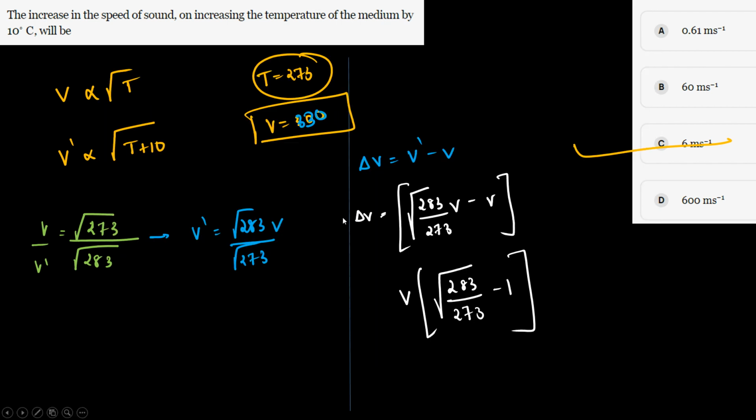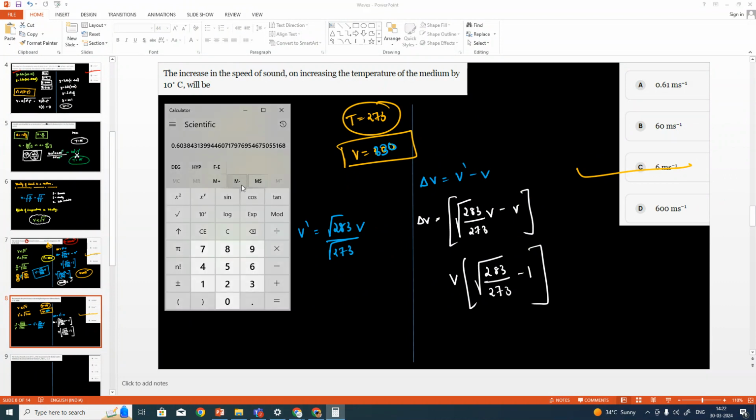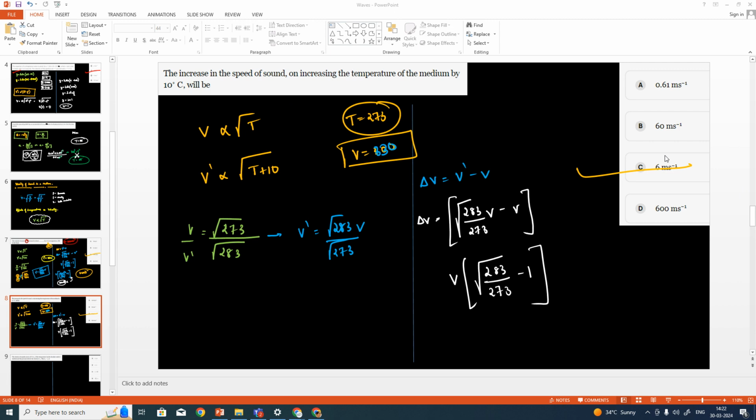Again, I will go back to the calculator. Here, right? So 283 divided by 273, and this one under the square root, and minus 1, and over here this one should be multiplied with 330 to get the answer. So 5.98, as in almost 6, right? It is visible, right? Whatever the calculator shows, is it visible? Okay. Yes, sir. So 5.98, so close to 6, right? Almost close to 6.